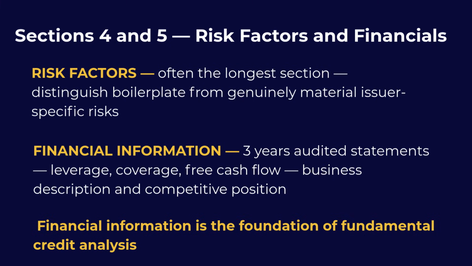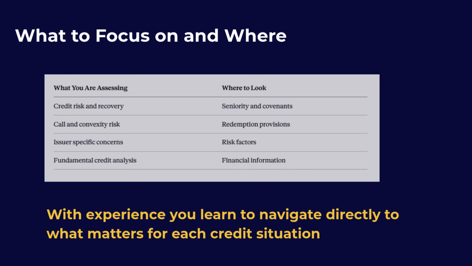Reading a prospectus is a skill that develops with practice. The first time you read one, the legal language and the sheer volume of information can feel overwhelming. But with experience, you learn to navigate directly to the sections that matter most for a specific credit situation: seniority and covenants for credit risk, redemption provisions for convexity and call risk, risk factors for issuer-specific concerns, and financial information for fundamental analysis.